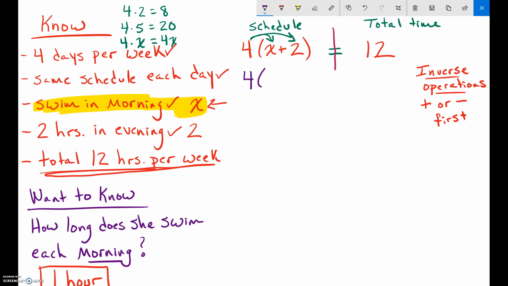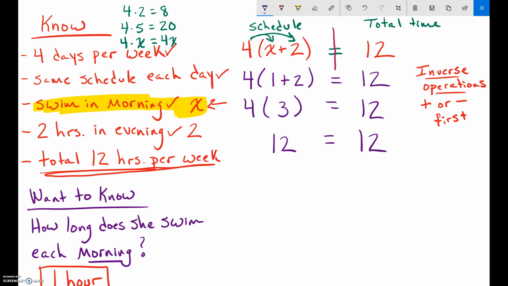So 4 times 1 plus 2 equals 12. And then we solve out. 1 plus 2 is 3 equals 12. And since 4 times 3 is 12, 12 is equal to 12. Our equation balances out and we know that our solution is correct. So Jenny swims 1 hour each morning is the solution to our problem.